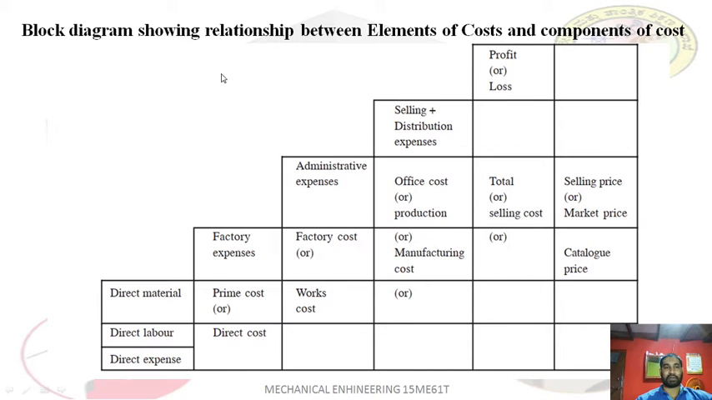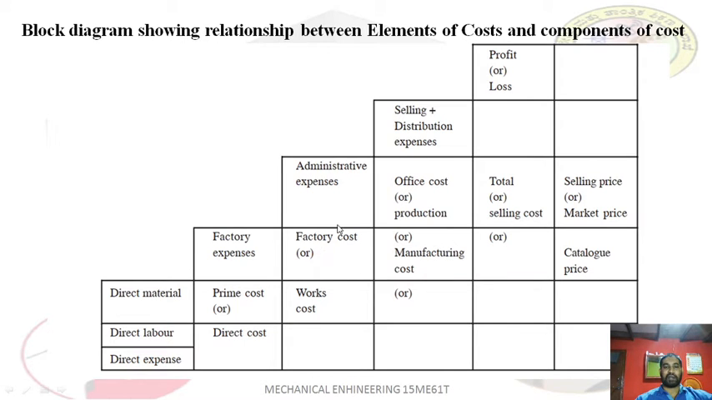Next is also an important block diagram to show the relationship between elements of cost and components of cost. Here, direct material, direct labor, and direct expenses is the prime cost. So it is also known as direct cost or prime cost. If you add factory expenses to the prime cost, then it will become factory cost. So factory cost is also known as work cost.